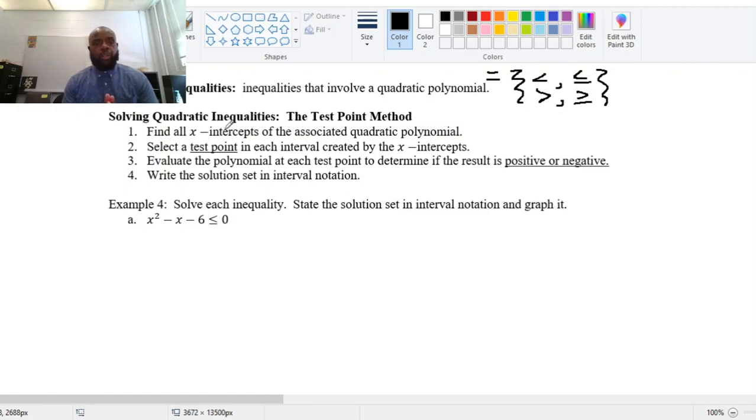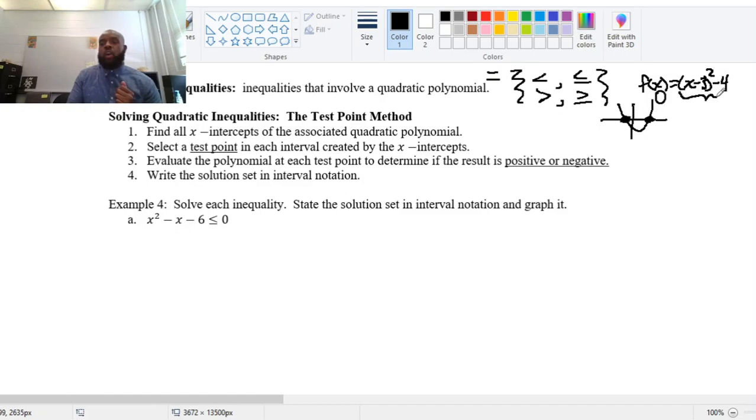And so what we're going to do is find all of our x-intercepts. When you have a polynomial function, if you think about a graph of a parabola, say f of x equals (x minus 3) squared minus 4, these x-intercepts here are where your functional value equals 0, where your y value equals 0.